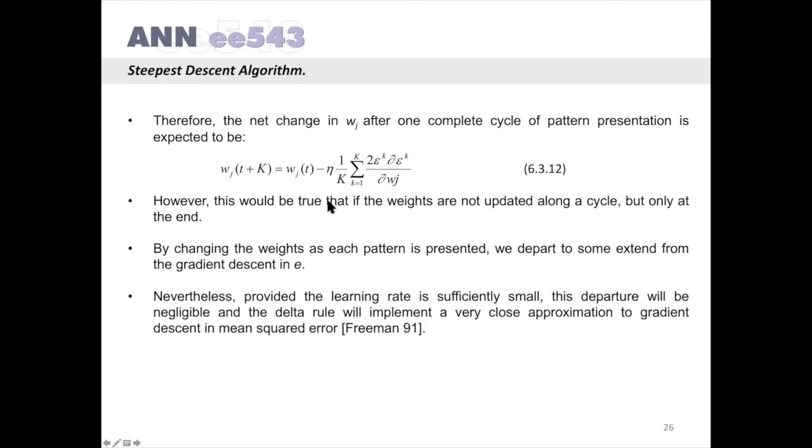However, this would be true only if the weights are not updated along a cycle, but only at the end. By changing the weights as each pattern is presented, we depart to some extent from the gradient descent in mean error. Nevertheless, provided the learning rate is sufficiently small, this departure will be negligible, and the delta rule will implement a very close approximation to the gradient descent in mean squared error.